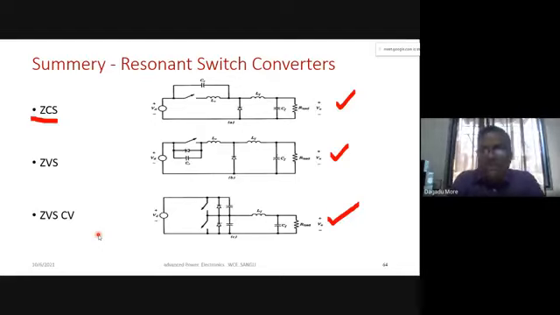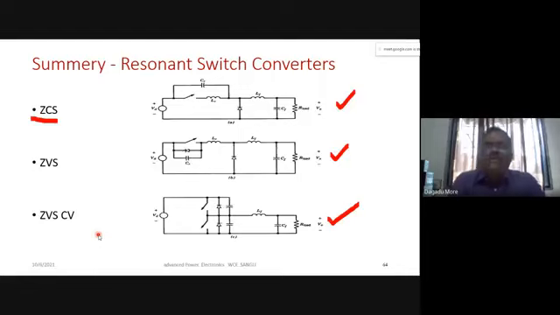Earlier we discussed the resonant load converters, and the third remaining one is the resonant link converter, DC link converter, so that we can go for next. So any questions on this ZCS, ZVS and ZVS CV?